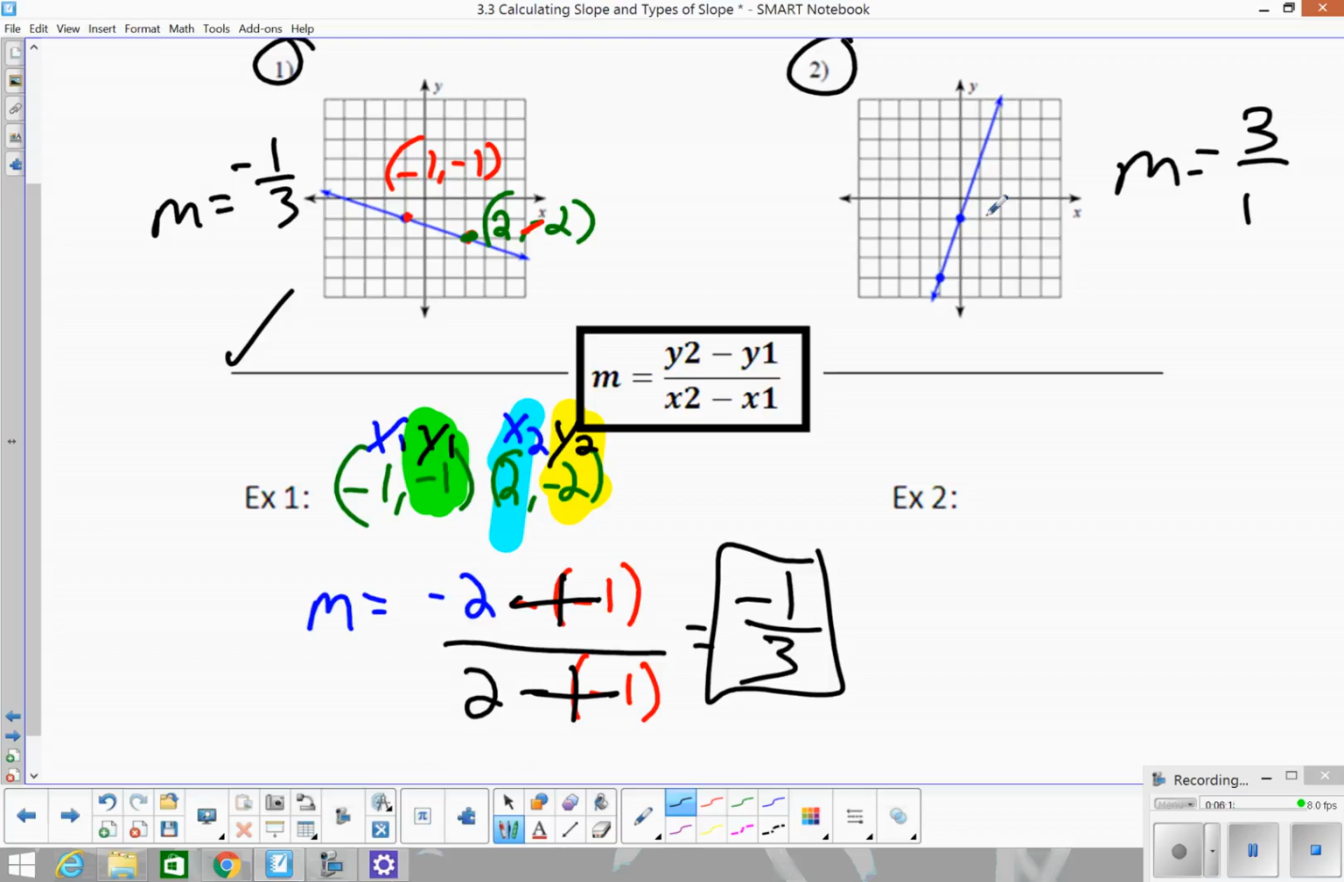So I want to go ahead. I have 2 points on that line. My answer should be 3 over 1. So let's look at this ordered pair right there. That ordered pair is negative 1, negative 4. And that ordered pair is 0, negative 1. Okay, so like I said, I'm just going to rewrite that here. It's going to say negative 1, comma negative 4. And it's going to say 0, comma negative 1.